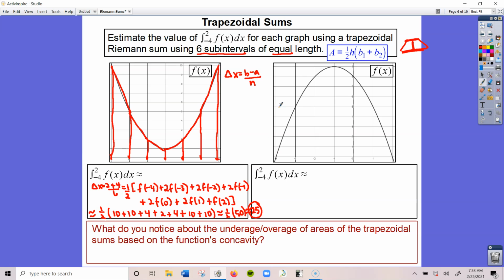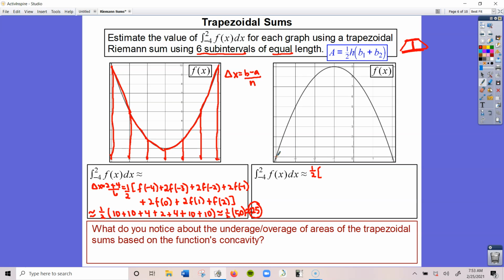Now we're going to do the same thing, but for this parabola facing downwards. So we have 2, -1, from -4 to 2. My change in x for this is the same thing, so 1. So we have our formula here, which is 1/2 times the height, which is 1, which I don't need to write. And then let's draw these in.